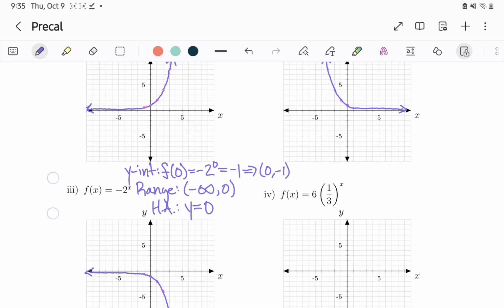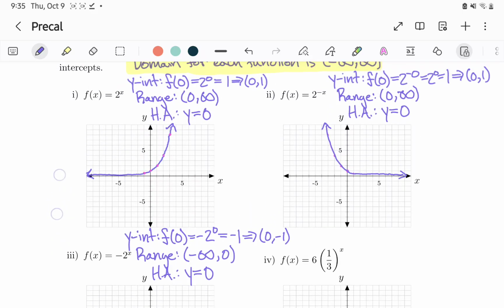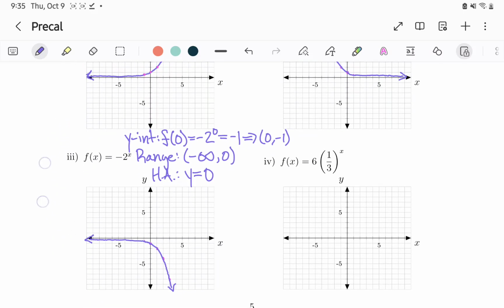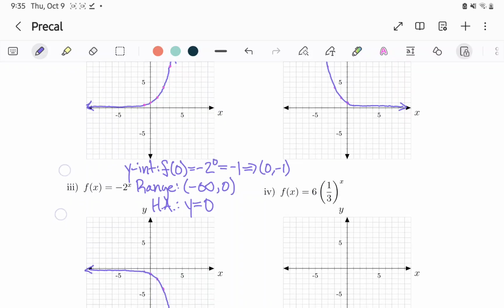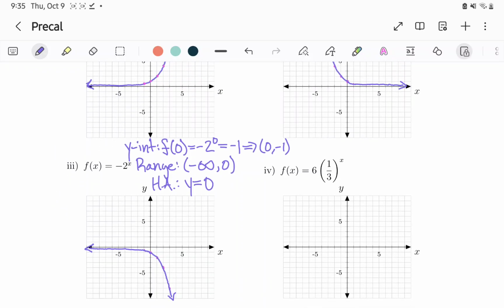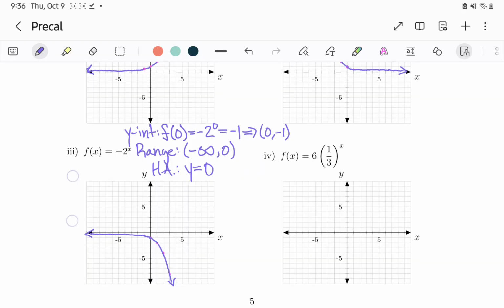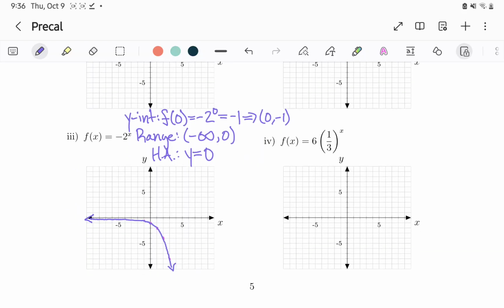And of course, if we compare the graph from example 3 with the graph from example 1, we're going to see that the graph in example 3 is just a reflection of the graph from example 1 about the x-axis, of course. Okay. And then we have example 4.